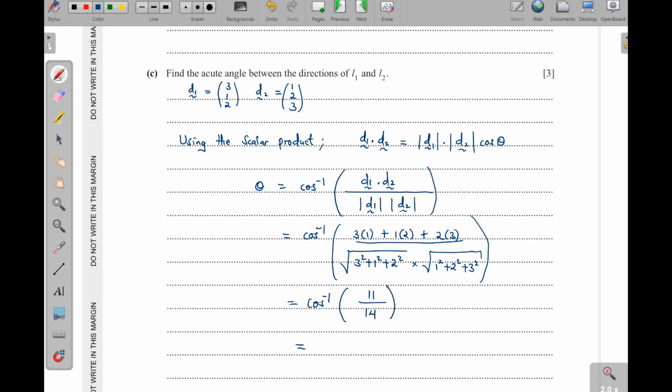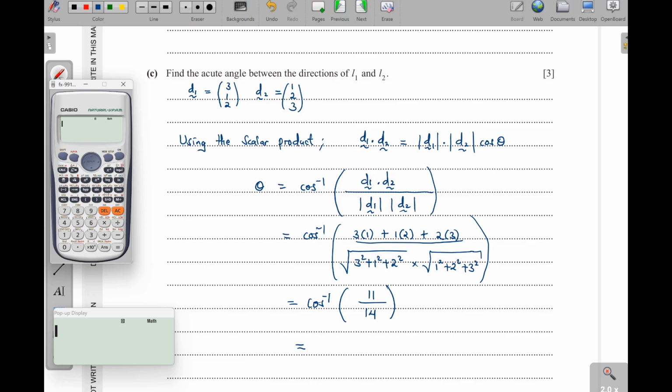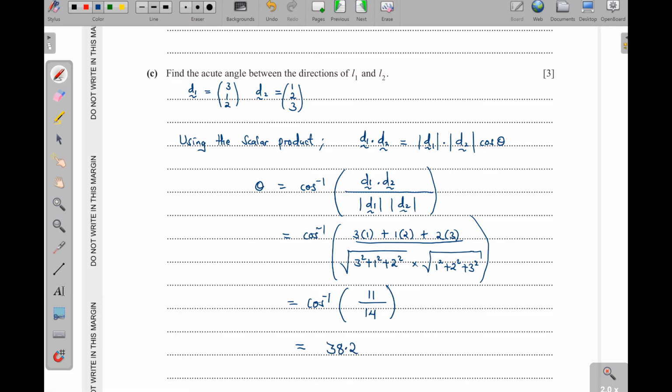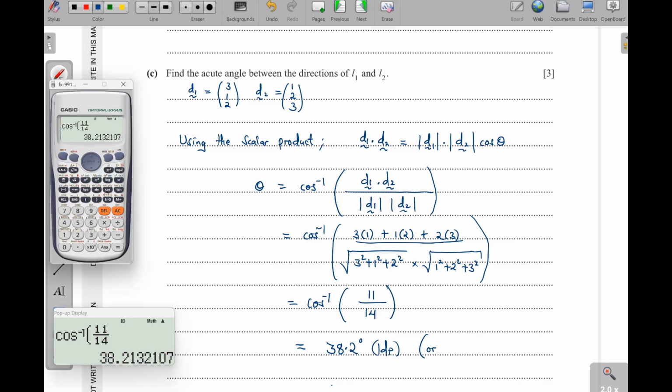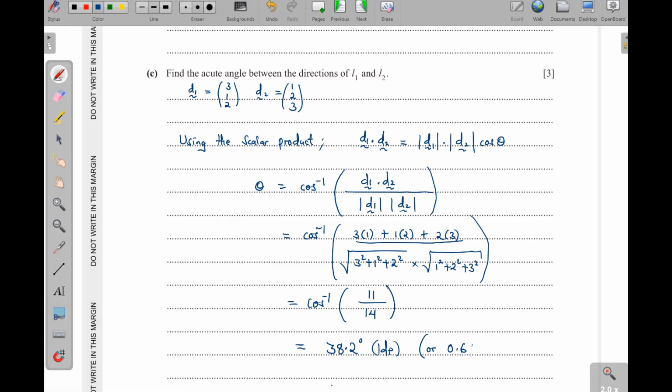Then putting this one in the calculator, what do we get? Your answer can be in degrees or radians. Shift and then cosine, then we have 11 out of 14. In degrees, that is 38.2. That is to 1 decimal place. Or if you are to put it in radians, I just press shift then mode for that. Now it is in radians, so when I press equals, that will be 0.667. This is radians and it is to 3 significant figures. You just give one answer.